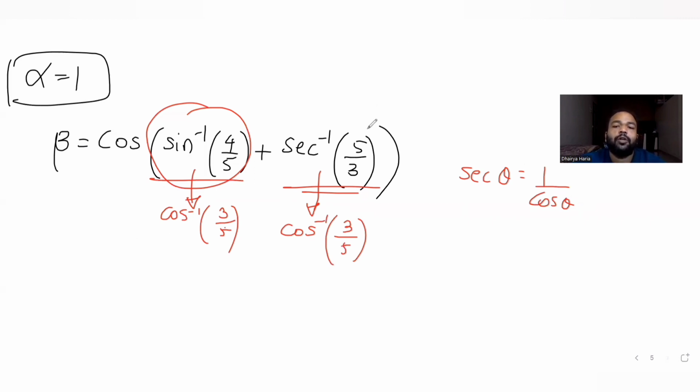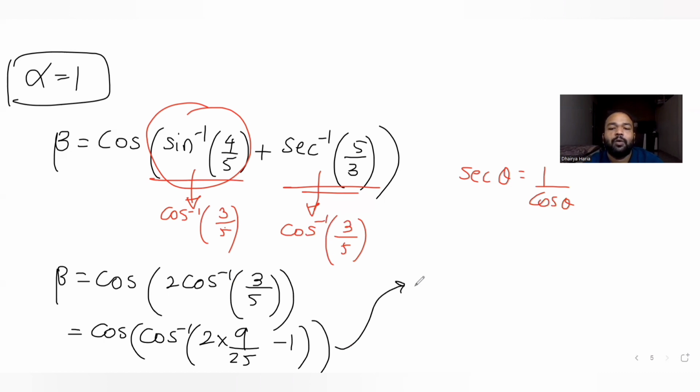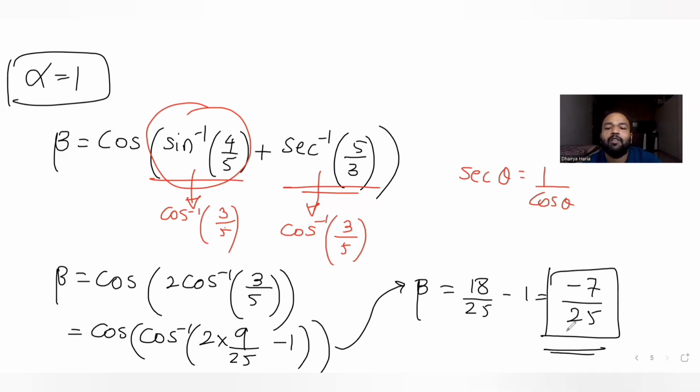So if I solve this further, my beta value turns out to be cos of cos inverse 3 by 5 plus cos inverse 3 by 5, that is 2 times cos inverse 3 by 5. So that makes it cos of 2 cos inverse x is cos inverse of 2x square minus 1. So 2 into 9 by 25 minus 1. So beta turns out to be cos of cos inverse, and cos of cos inverse theta is equal to theta. So you are left with 18 by 25 minus 1. That gives you 18 minus 25, minus 7 upon 25. So you get the value of beta also.